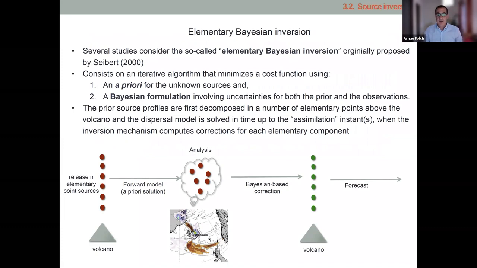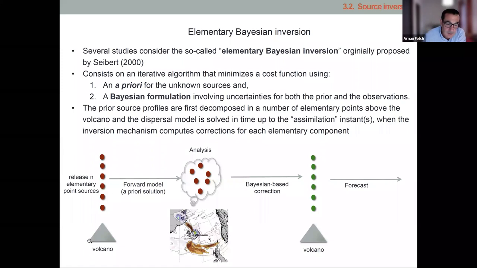Many of the strategies are based on the so-called elementary Bayesian inversion that was originally proposed by Seibert almost 20 years ago now. And the idea is simple. They propose an algorithm that minimizes a cost function. First, we need to know an a priori solution for the sources, and then we apply the Bayesian theorem, the Bayesian formulation involving uncertainties in these prior sources and in the observation.